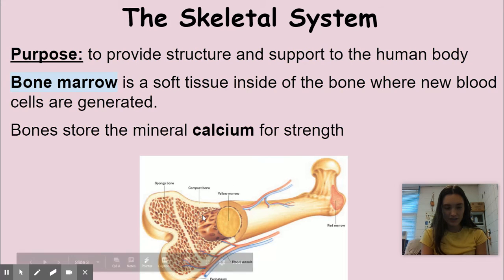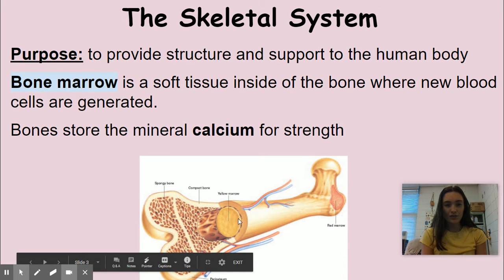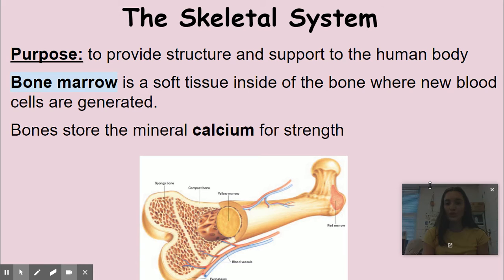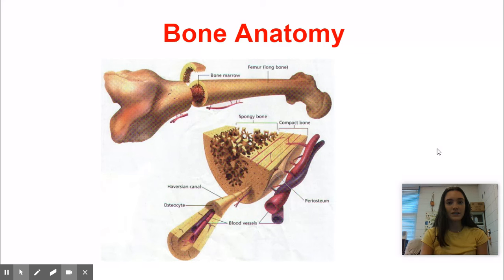We have a little picture of this. You don't need to know every single piece of the bone, but you can see that you've got your bone marrow in here, your red marrow. So you've got your bone marrow where your blood cells are created and where your calcium is stored. All right, so next slide.